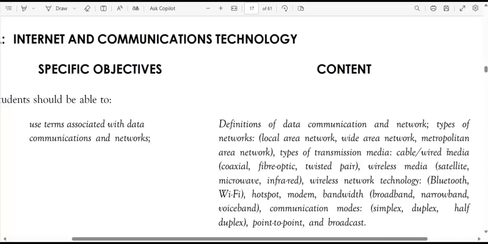An example of twisted pair cable as a type of transmission media is the Ethernet cable that is used in most home and office networks. For example, we have the category 5E Ethernet cable. This is a very common type of twisted pair cable used to connect computers, routers, switches, and other network devices in a local network. It carries data signals using pairs of copper wires twisted together to reduce interference.